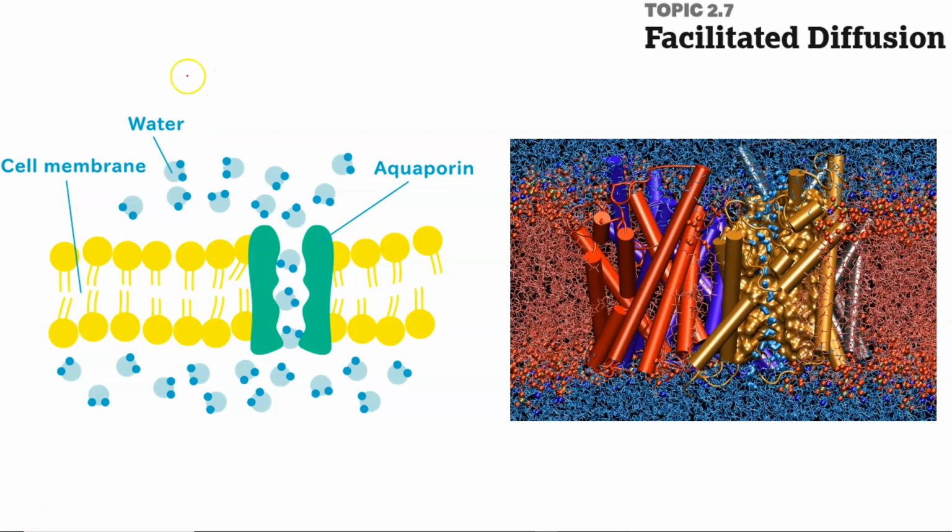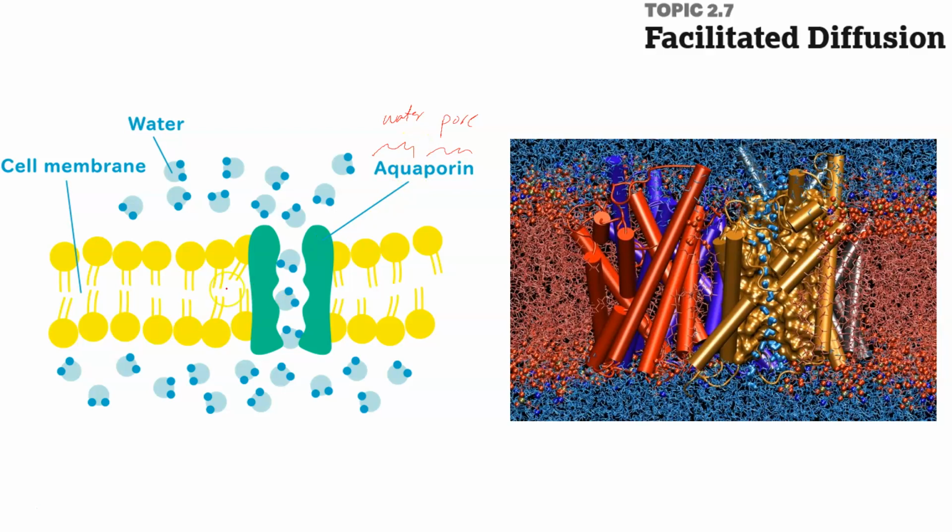Okay, so topic 2.7. What we're looking at here is a cartoon image of a cell membrane, water, and something called an aquaporin. So aqua should scream water to you. Porin may be less obvious, but this indicates a pore or hole. So these are holes for water to enter or exit a cell.